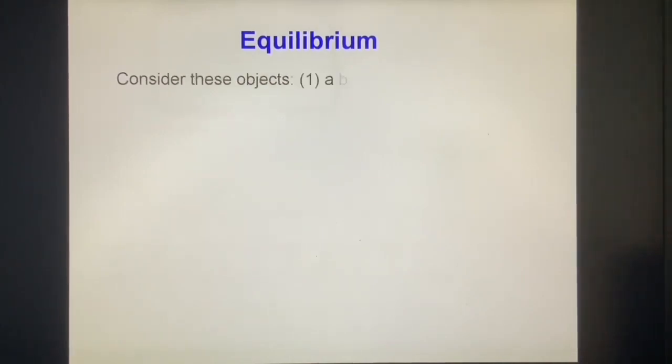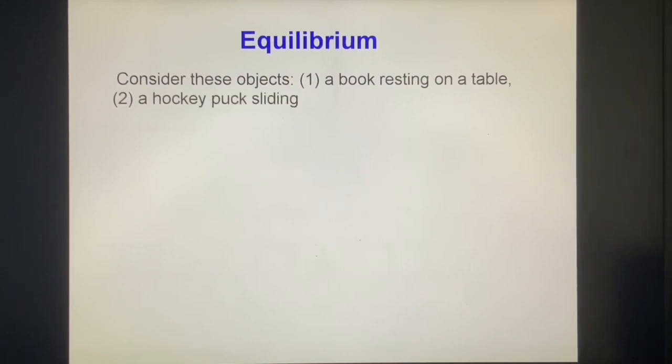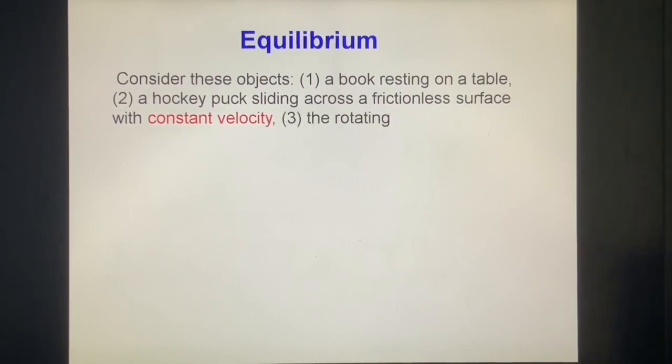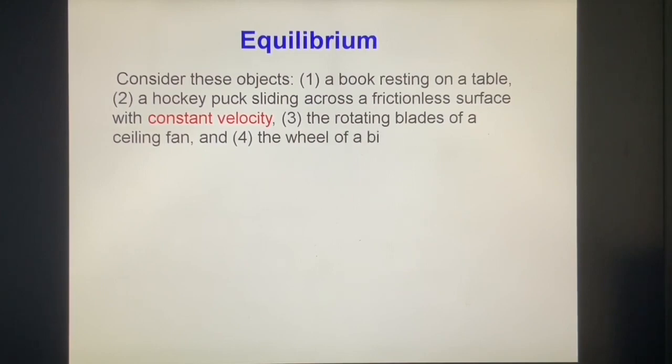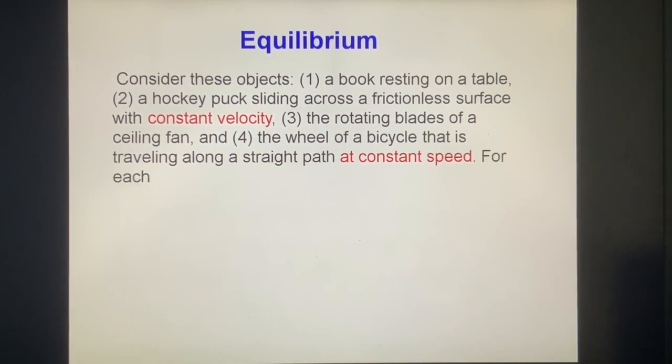Equilibrium. Consider these objects. 1. A book resting on a table. 2. A hockey puck sliding across a frictionless surface with a constant velocity. 3. The rotating blades of a ceiling fan. And 4. The wheel of a bicycle that is traveling along a straight path at constant speed.